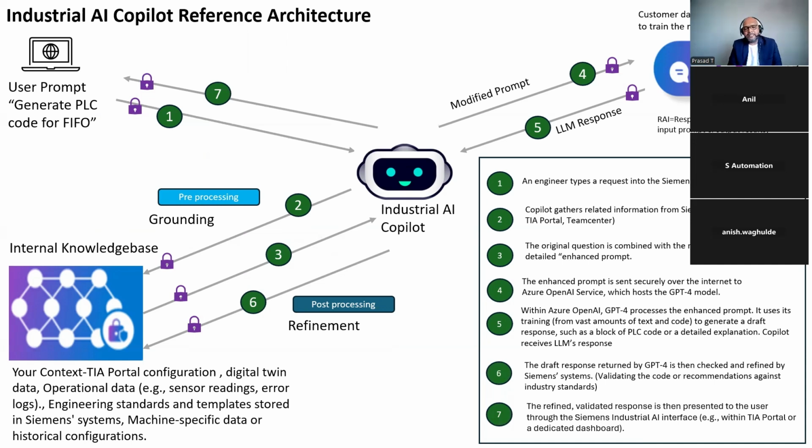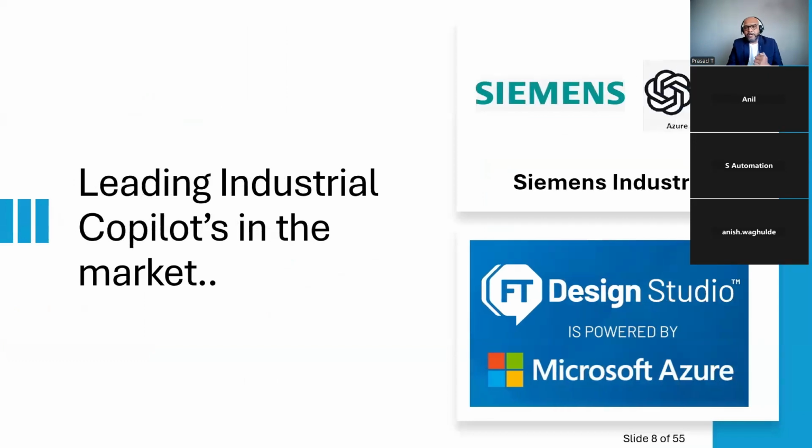So this is a general industrial AI reference architecture. Neither Siemens nor Rockwell, nobody has published this, but based on general hypothesis, this could be what is behind it. Maybe they will release their architecture down the line. But one thing we are very sure of is that they are using Azure OpenAI models with all the current offerings they have. So, which are the two current industrial copilots in the market right now? One is Siemens Industrial Copilot, and another is FT Design Studio by Rockwell.